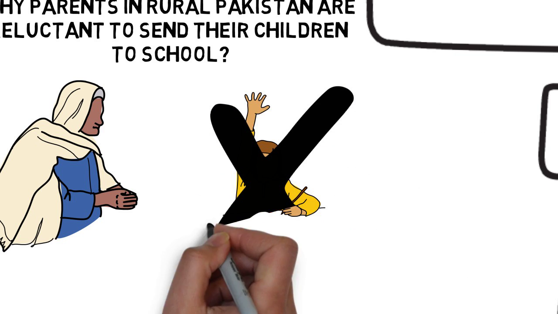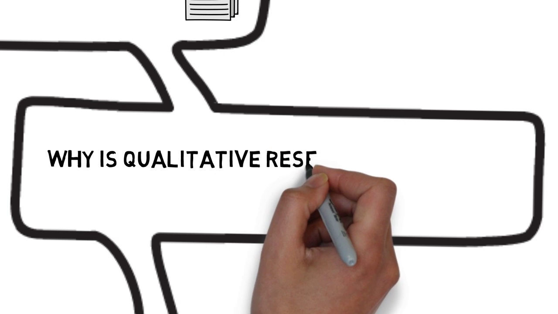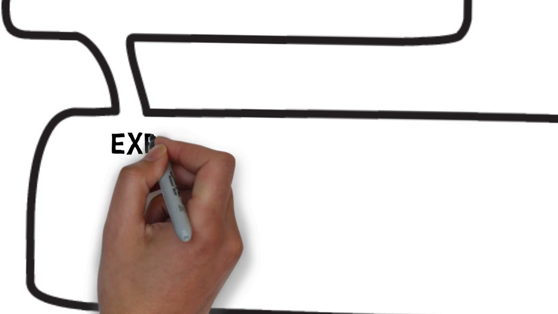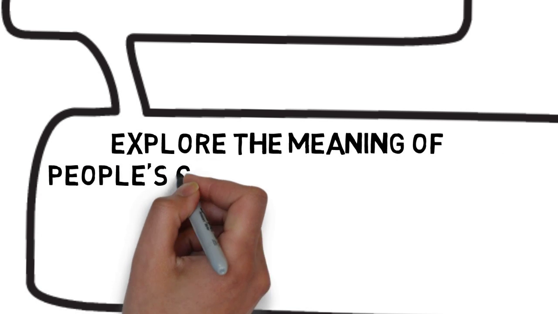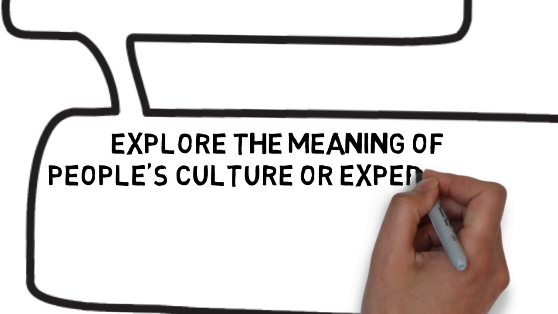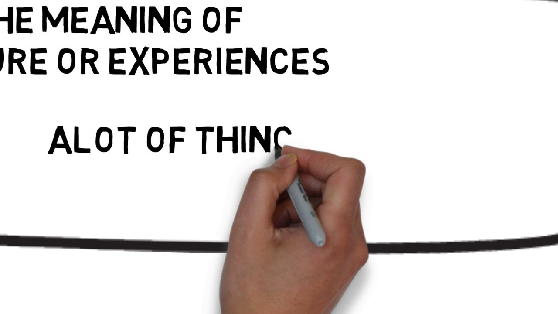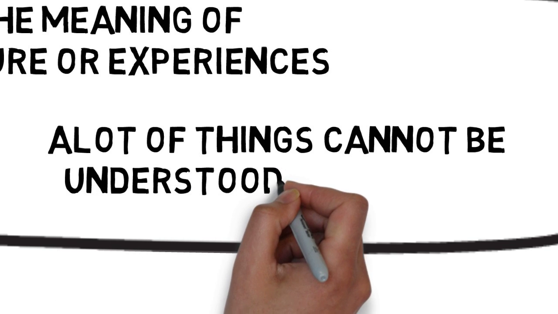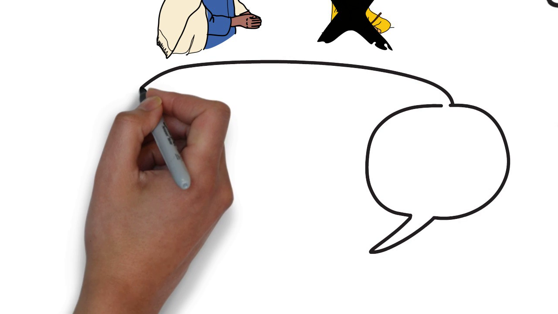Let's try to understand why qualitative research is important at this step, and then we will go to the research design. There has been a lot of debate about whether qualitative or quantitative is better, but qualitative research trumps quantitative because it explores the meaning of people's cultures and their experiences. Another thing is that a lot of things cannot be understood by numbers. Human behavior, human perception, their perspective, has to be qualitative, within the boundaries of qualitative research. Now let's look at the research design.